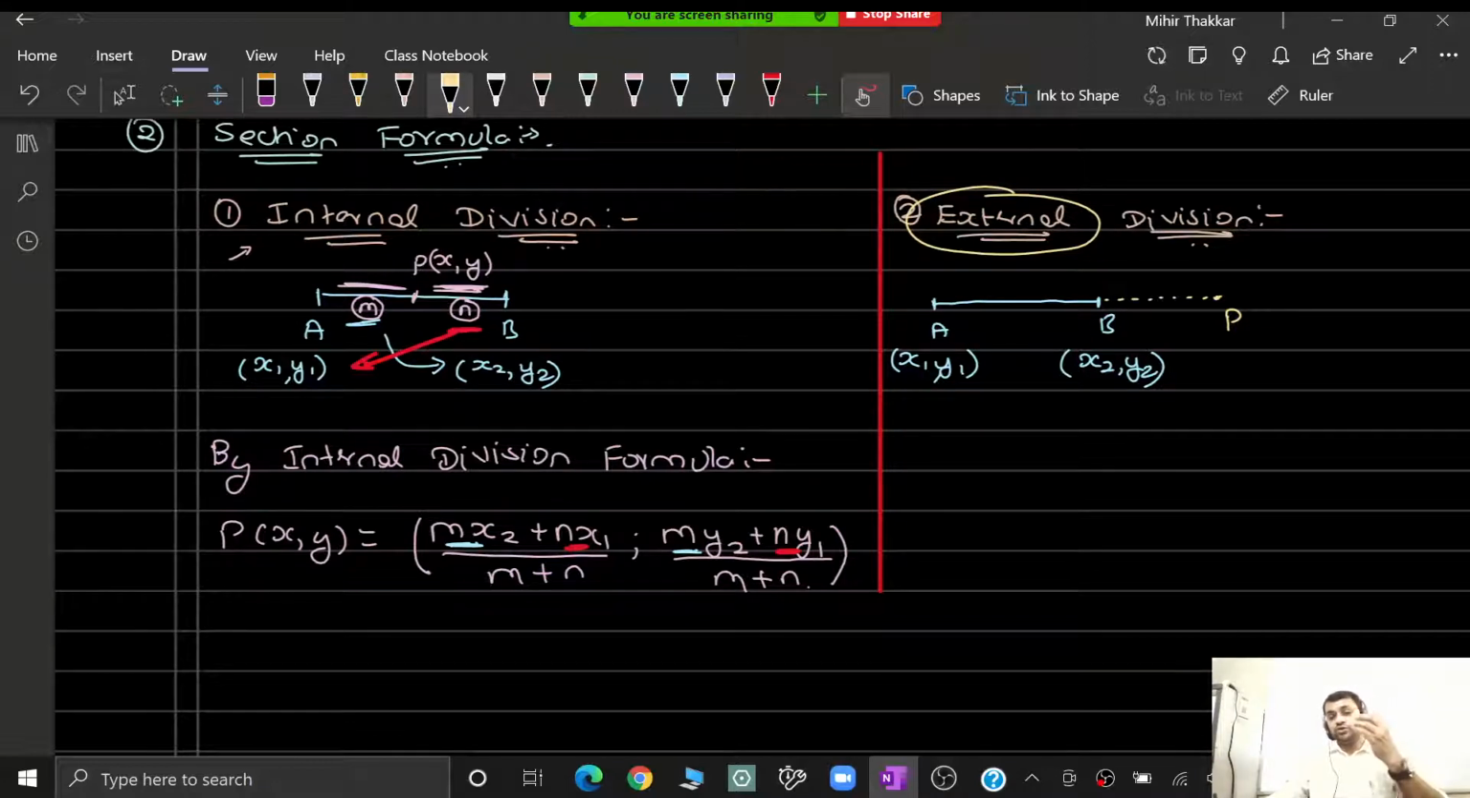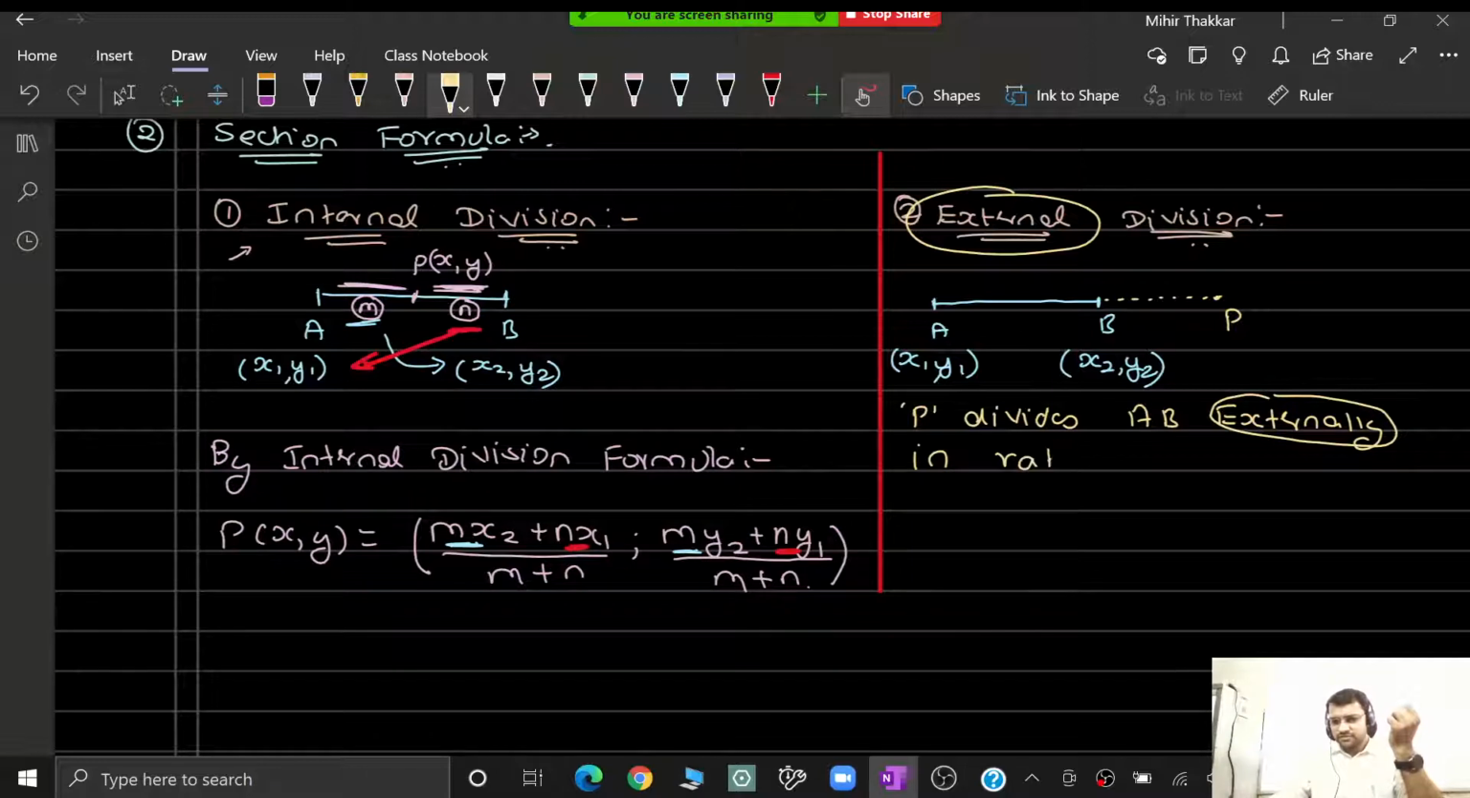But when you read the statement of the question, they will say that P divides AB externally in ratio m is to n.